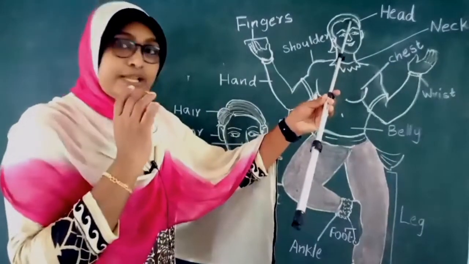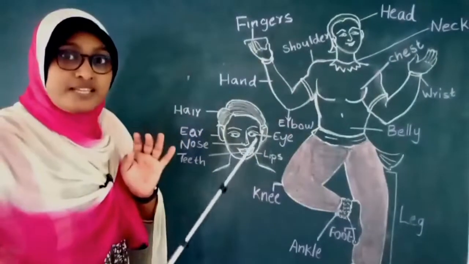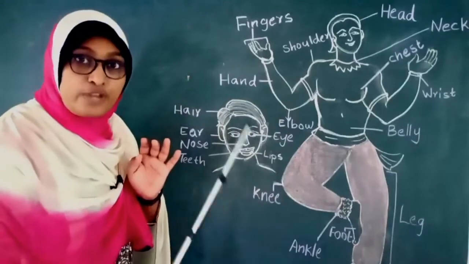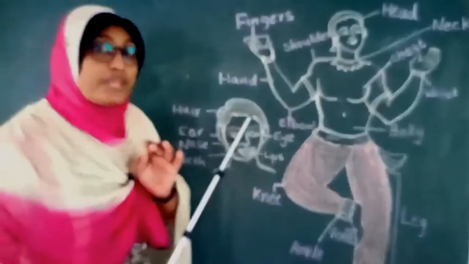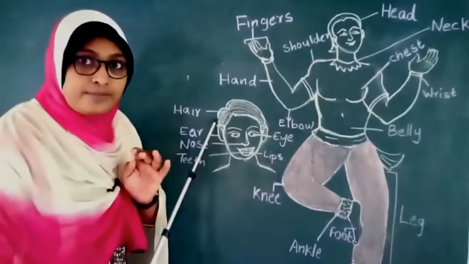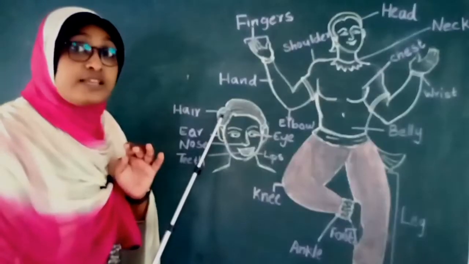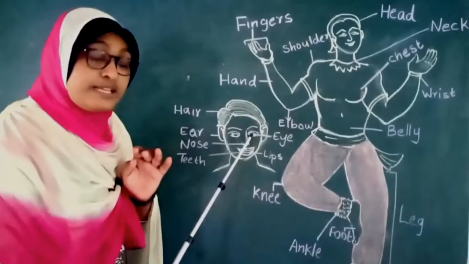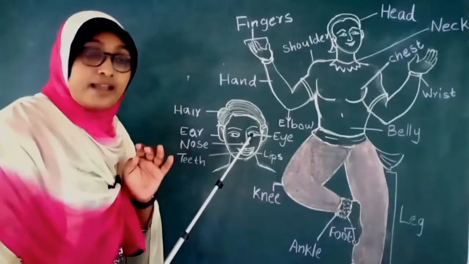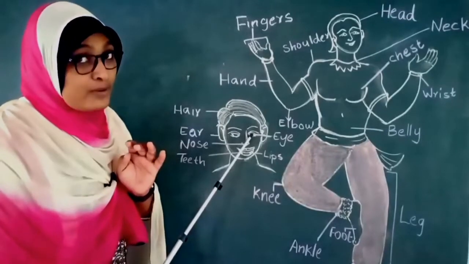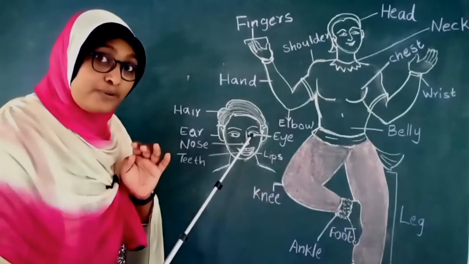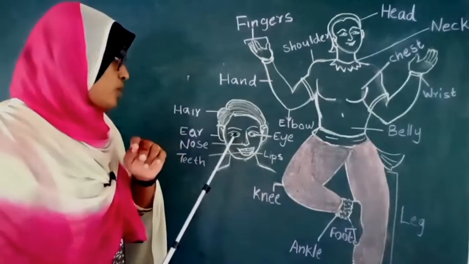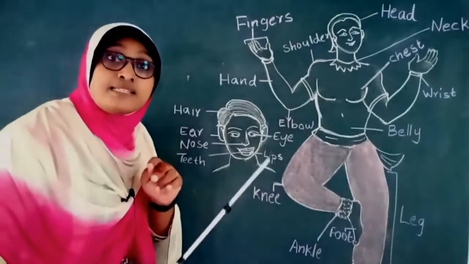So this is his head. And his face is here. This is his face. Here we can see his hair. This is his hair. And this is his eye. How many eyes do we have? Yes, we have 2 eyes. So these are his eyes.